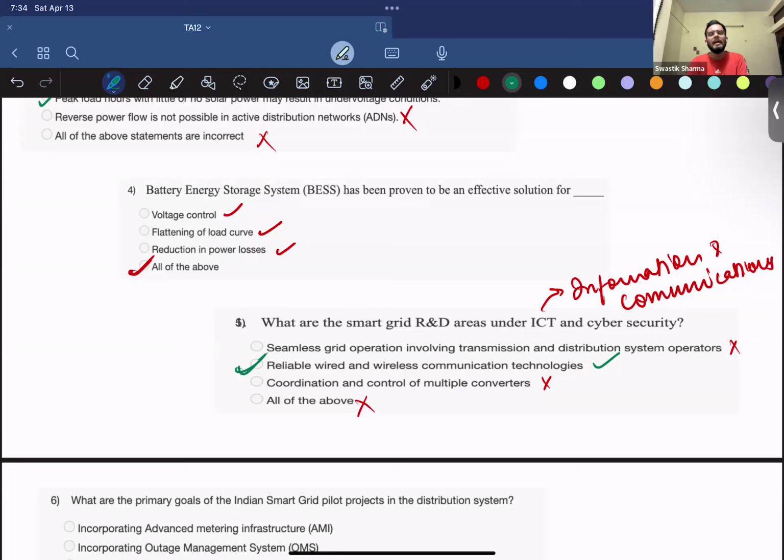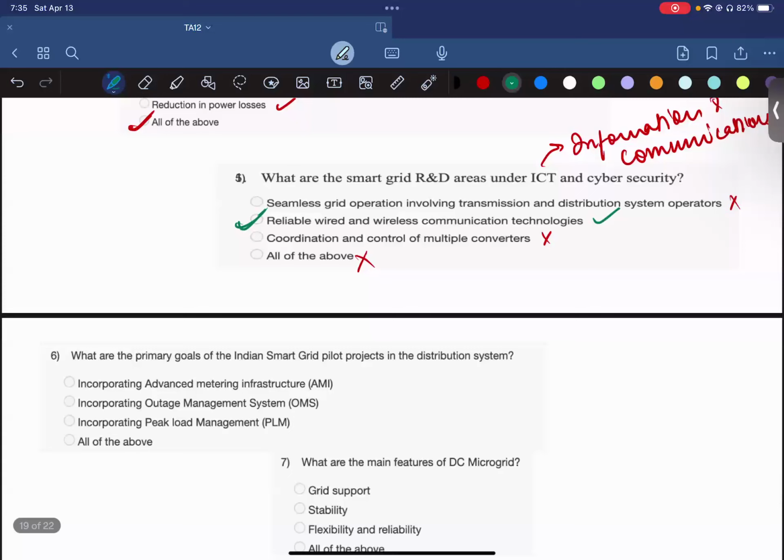So I guess they have taken this from the last class of the 12th of this week's lecture. Just skim through the different smart grid R&D areas, and you will be able to find that B is the correct answer. Sir, if they ask only for the smart grid R&D areas, all of the above will be correct. Yeah. Under ICT and cybersecurity, only B is correct.